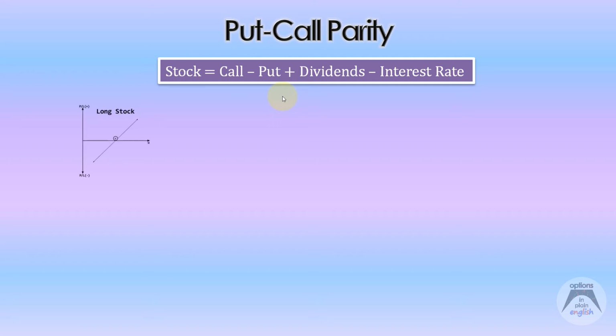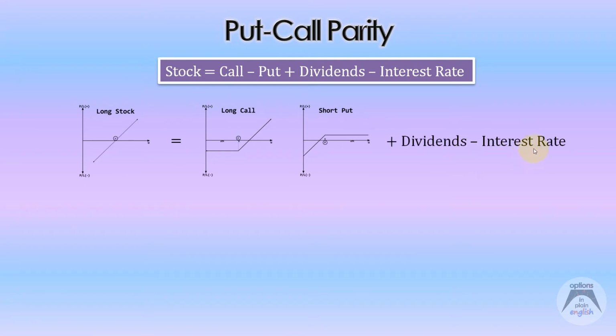So what we have is a long stock is going to be equal to a long call and a short put, and dividends and interest rate. Okay, so if you want to replicate what a long stock position does, what you can do is just buy a call and short a put. Okay, but you're not going to be getting the dividends that you get with the long stock. That's why you have to adjust for that.